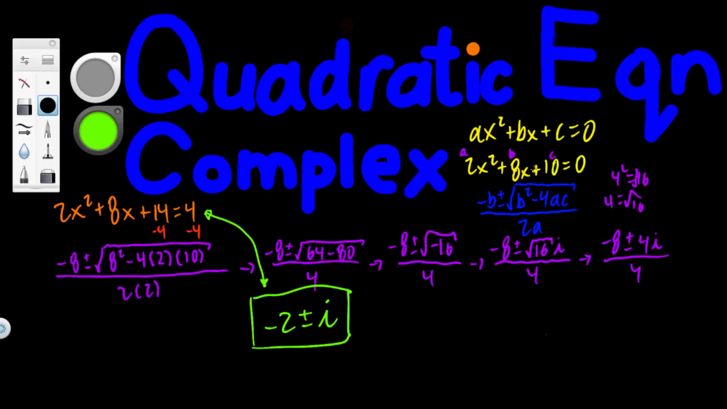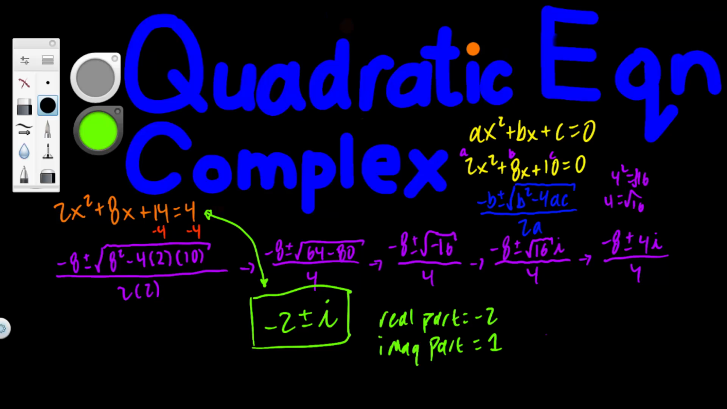There's our 10. And this is the solution to the quadratic equation, a complex number because it has a real and an imaginary part. In this case, the real part is negative 2, and the imaginary part is 1. Okay?